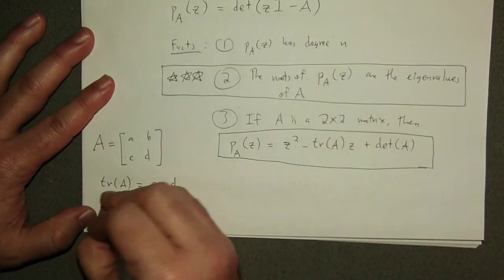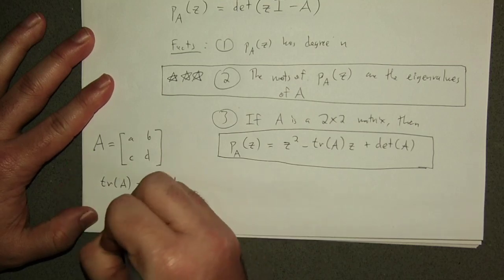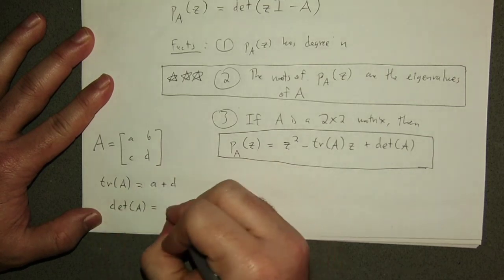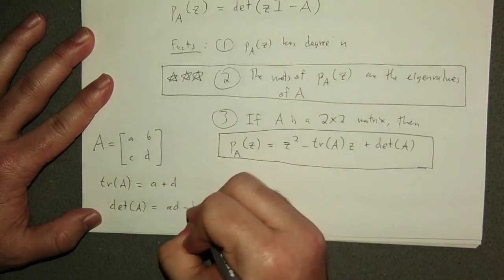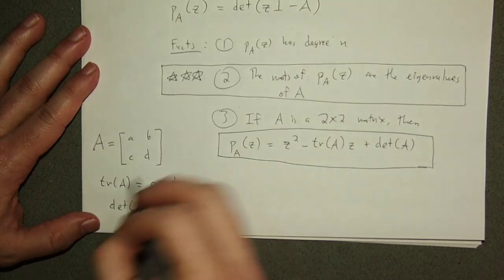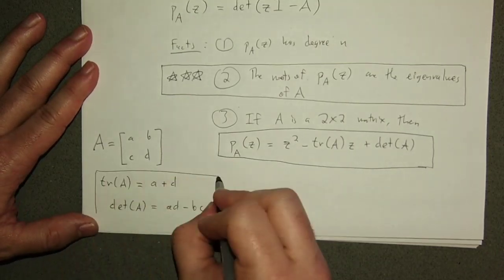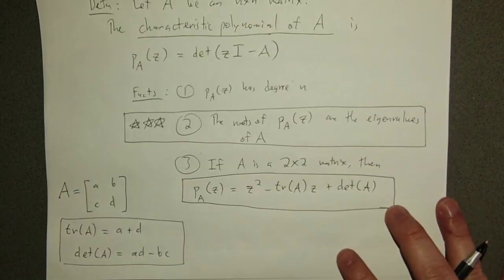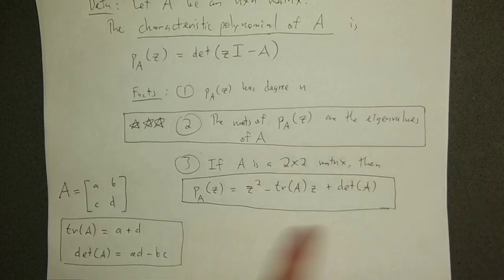And so what is the determinant of A? Well, you already know that. So the determinant of A is AD minus BC. And so knowing these two quantities associated to a 2x2 matrix A, this is what my characteristic polynomial is. Okay, so this is a lot more manageable. Since A is a 2x2, this is just a quadratic. So in the absolute worst case scenario, I can use the quadratic formula and be done.